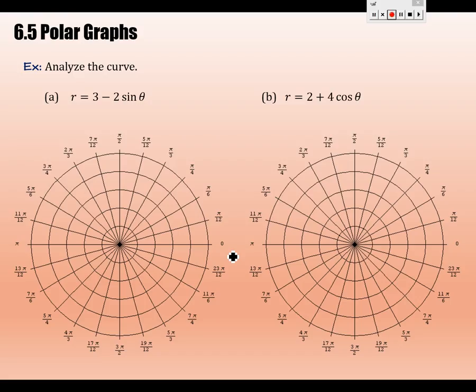Okay, all right, give me some cardinal directions. In the 0 direction, did you get 3? And also in the pi direction, yes? Because in both cases this whole part disappears. What about in the pi over 2 direction? 1? Yeah, because sine of pi over 2 is 1, so 3 minus 2 will be 1. And in the 3 pi over 2 direction, you'll get 5. Good.